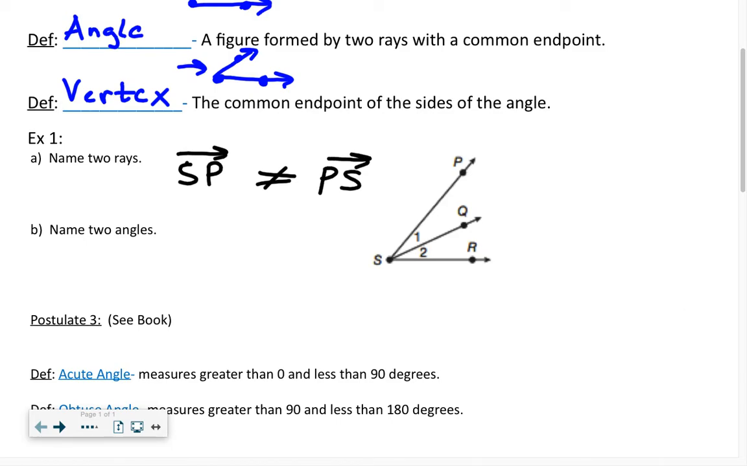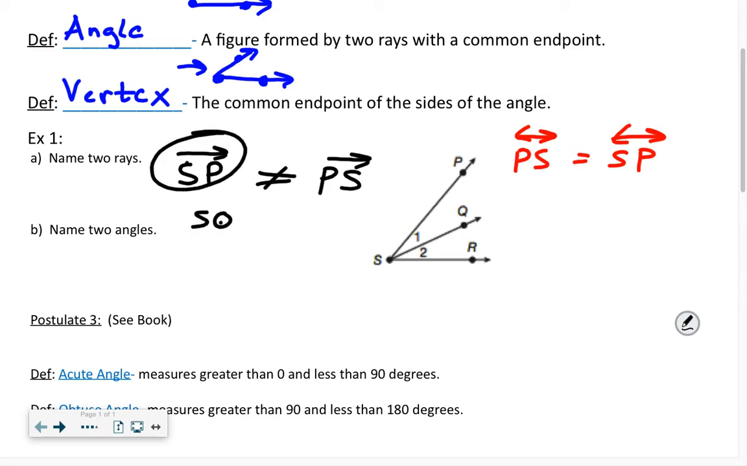It was okay for us to say that line PS is equal to SP because it represented the same line. With rays, we have to be a little bit more specific. We have to identify where it starts and where it's going through. There's the first one, and the second one, if we wanted to, SQ. Also, don't start with the point it goes through; start with the beginning point.